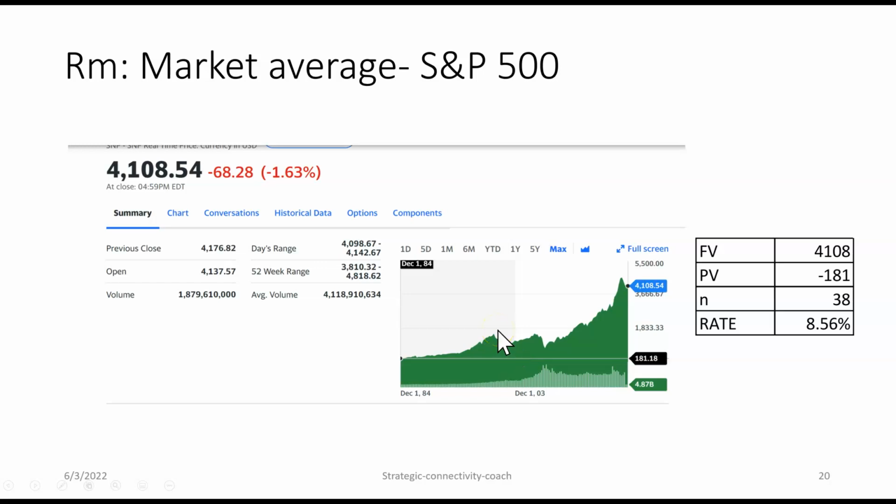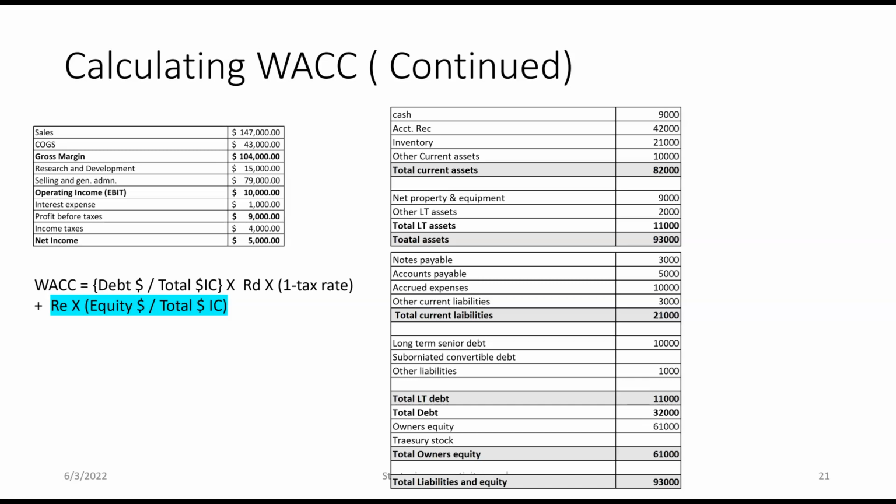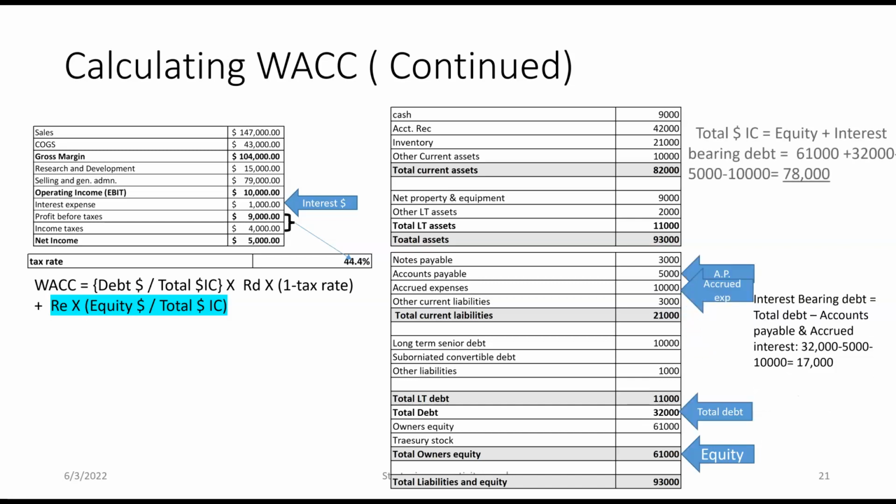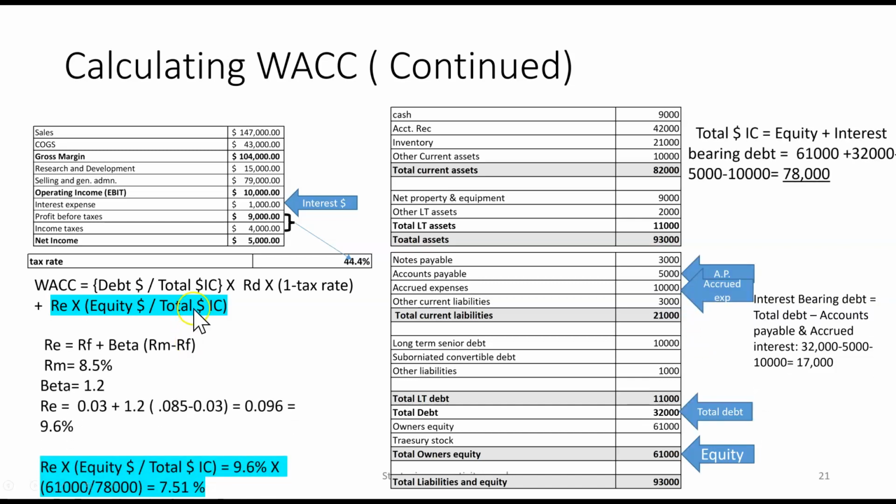So let's say we assume the company has a beta of 1.2. We're going to use that to do the formula, and try to solve this for the calculation. Again, we've got all this information, so I'm just going to continue to move along here. Now, we know the RM from the 38-year period, so it's a long time. It was growing at 8.56%, so I'll just call it 8.5%. So the RM is 8.5%.